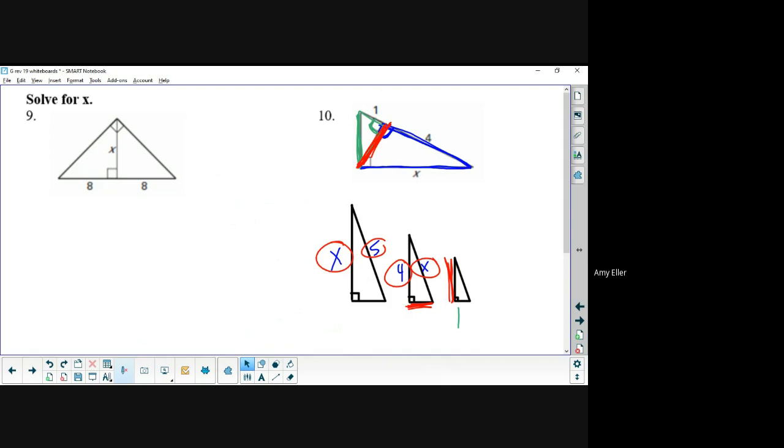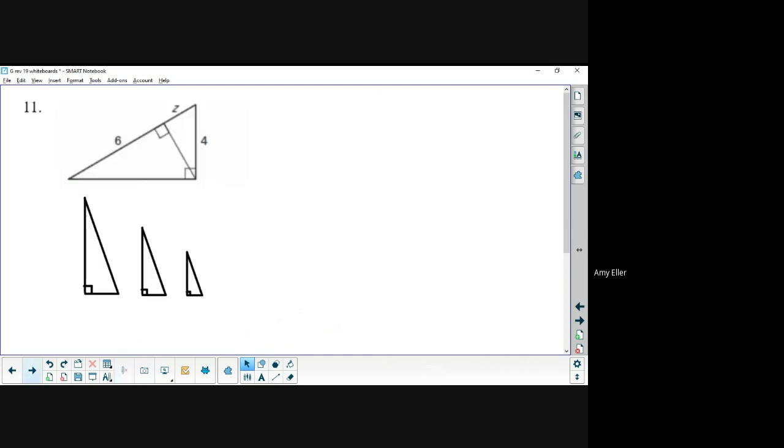Is it more clear today than yesterday? Good. All right, let's do 11 together because at the end, it's a little tricky. Let's check the setup. Your right angle is here, so your hypotenuse, 6 plus z in this case, I guess. Short side is 4.